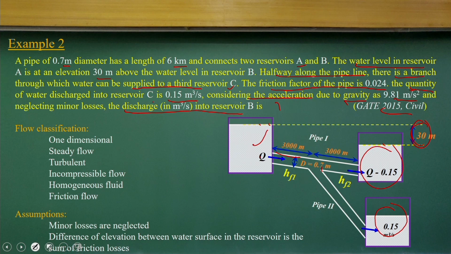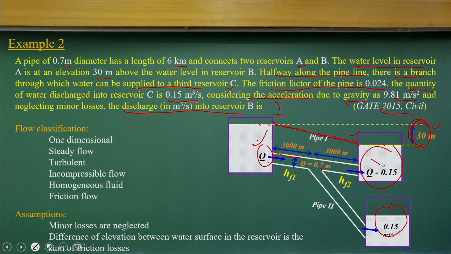Then we do have the 30 meters elevation difference, because the velocity at this point and this point will be 0. So I can say it will have some sort of hydraulic gradient or energy gradient like this. We need to find what the Q value could be such that we will have energy losses of 30 meters when passing through this 6 kilometer long pipe.